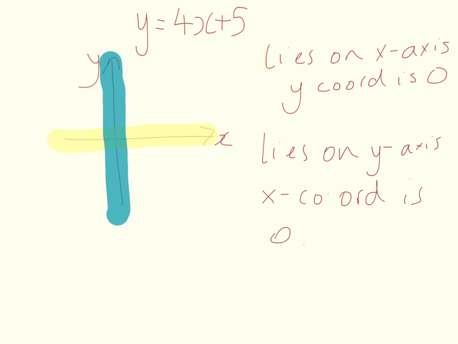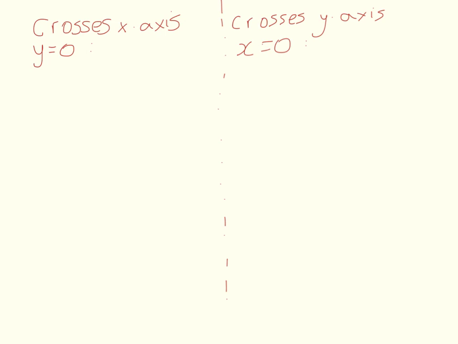What we're going to do is utilise these two properties to find the points where the lines will cross each axis. Then we're going to join those points using a ruler. So with our given equation, y equals 4x plus 5, we are going to figure out where this equation crosses the x-axis and the y-axis.